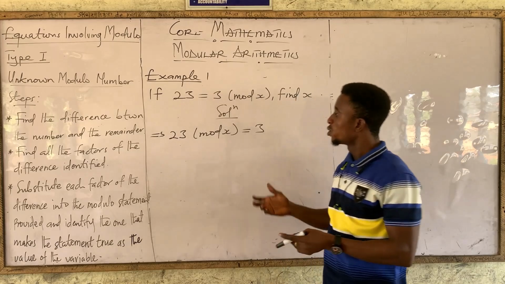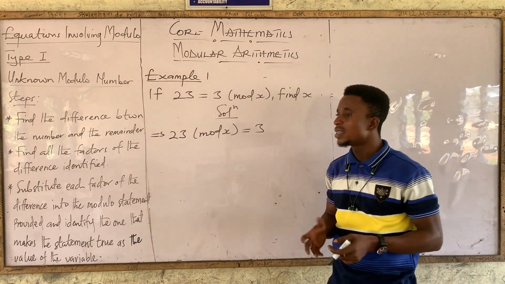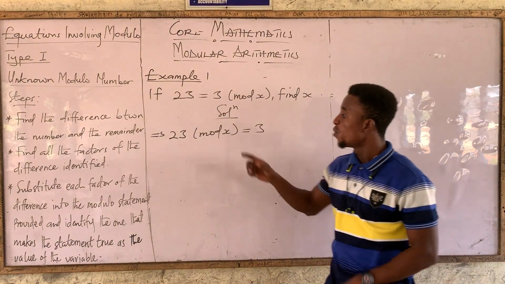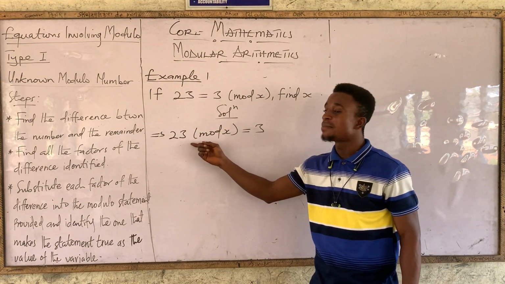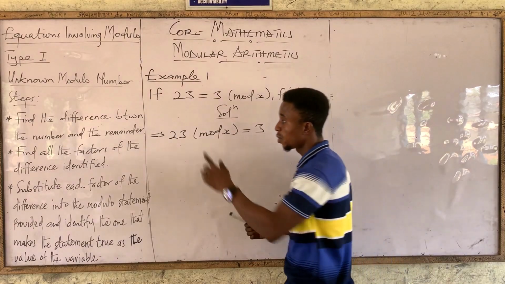We don't know the numbers. It could be 1, it could be more than 1. So what do we do? The first step is to find the difference between the number and the remainder. That is what we have to do first.